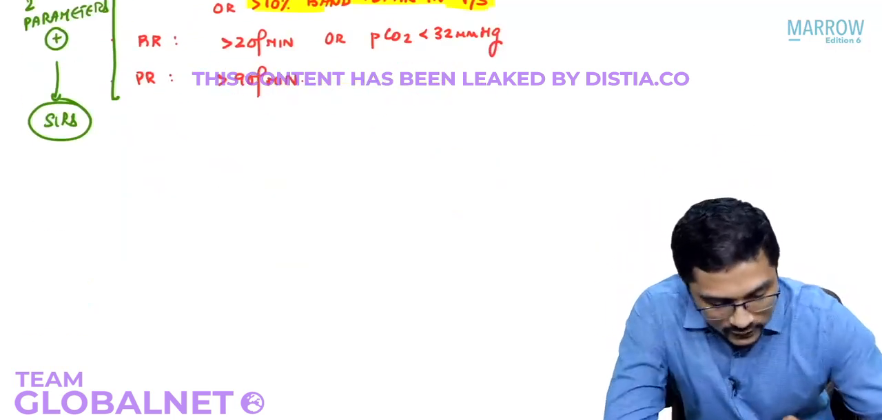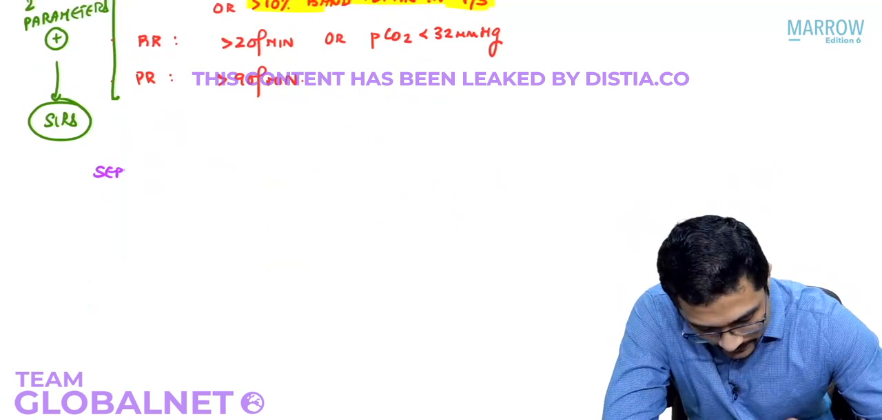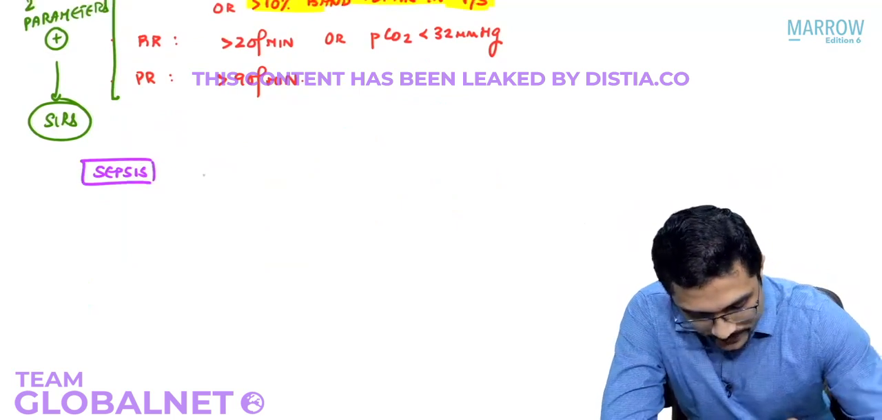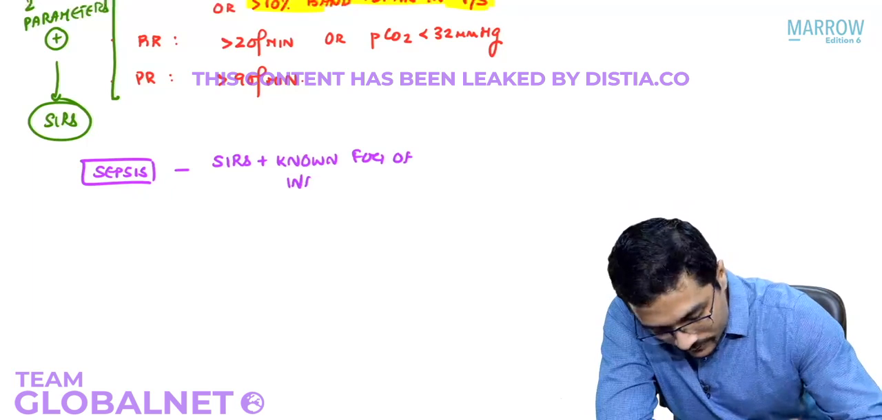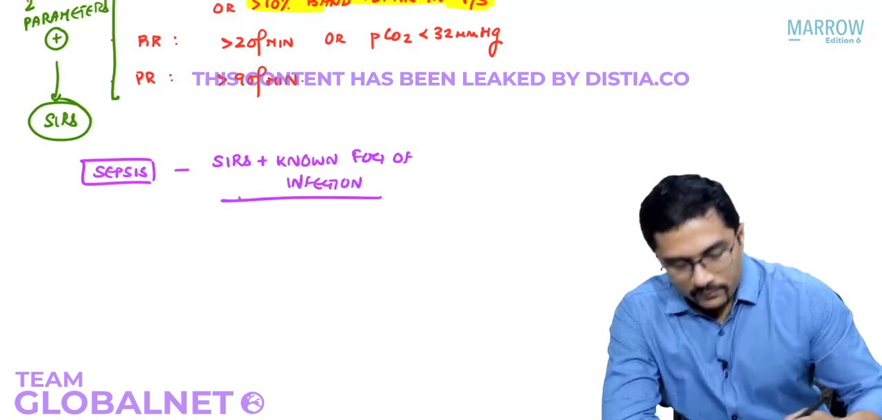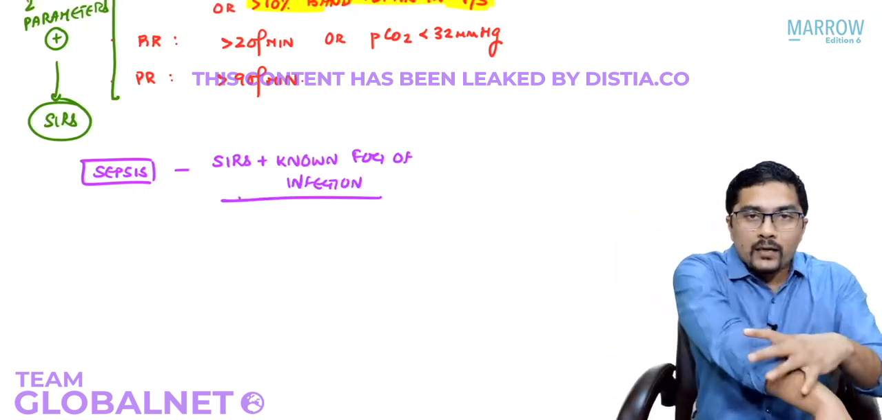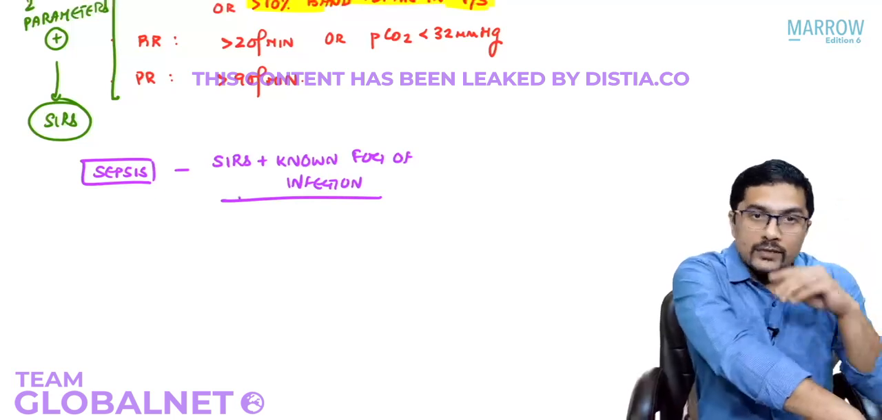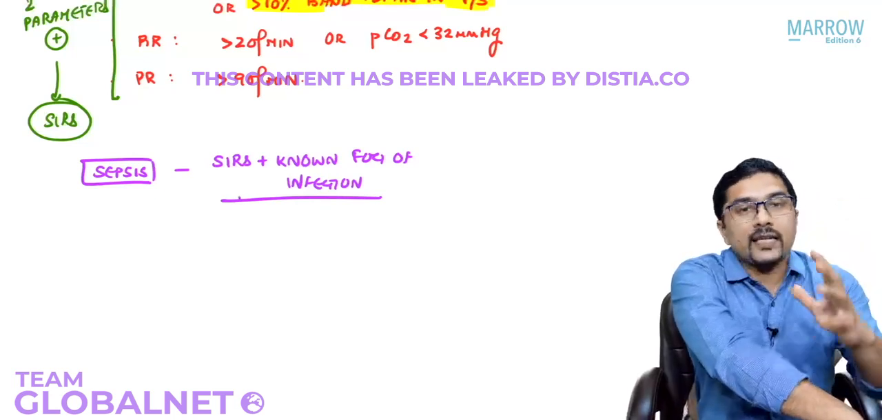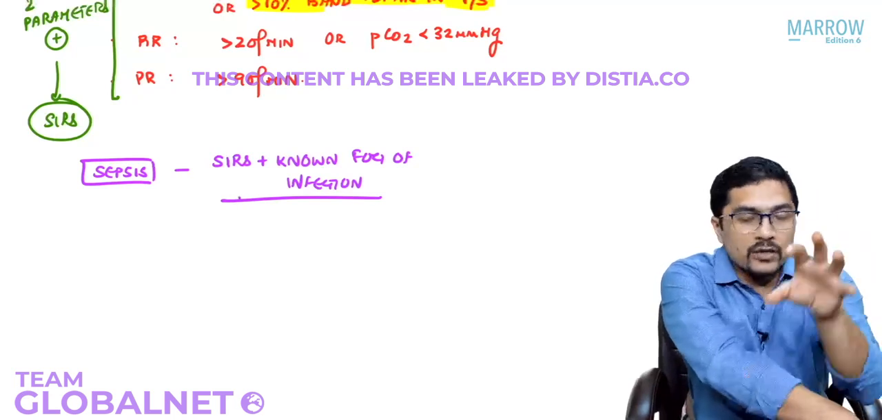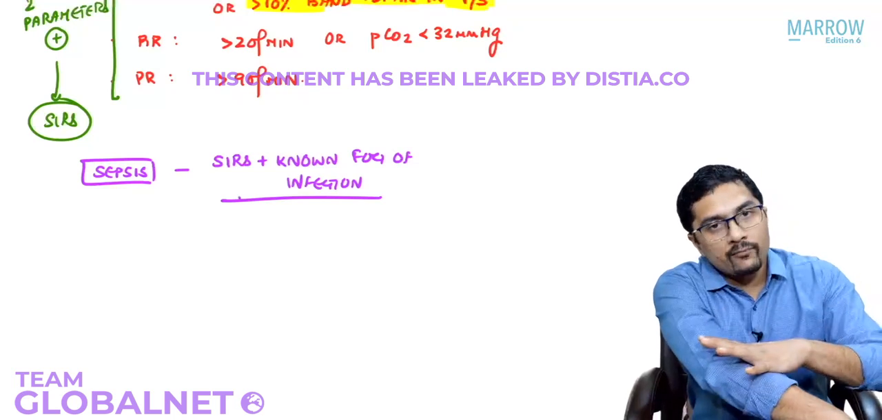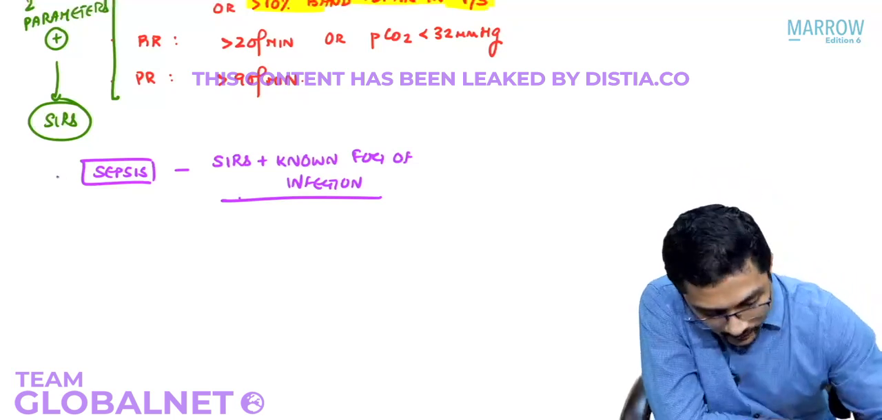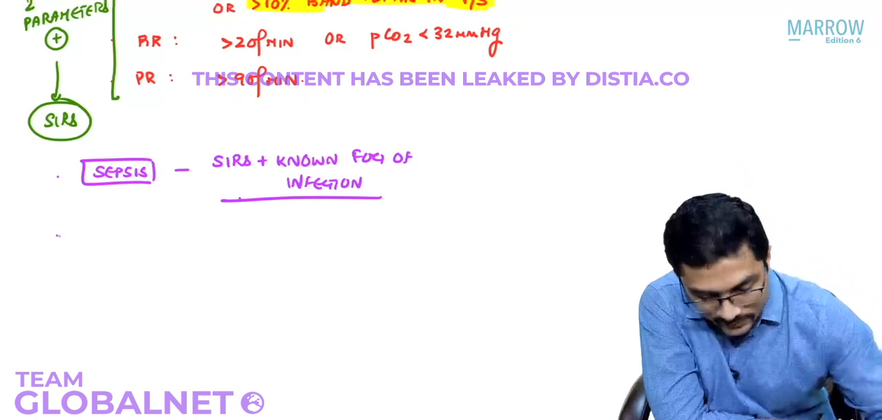What are the other definitions? The other definitions are sepsis. So sepsis is SIRS plus a known site or known foci of infection. Means supposing if somebody has a boil and that boil is giving rise to SIRS, then we will say that the patient has sepsis, because the patient has parameters of SIRS, but the cause is that boil. So we are going to say that the patient is in sepsis.